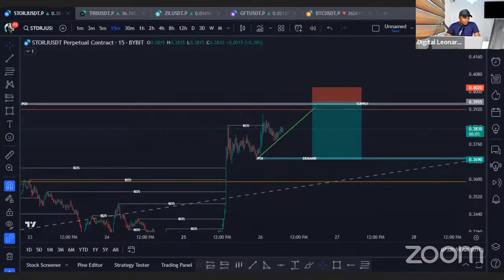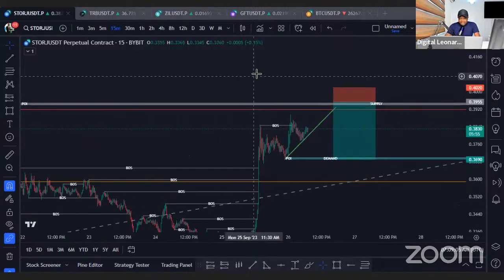Okay, let me know any token that you want me to look at. Any of the tokens you want me to look at, just put it on the chat for me and I'll go ahead and analyze that for you. So that is for Storch.